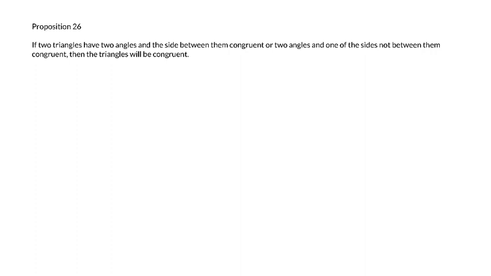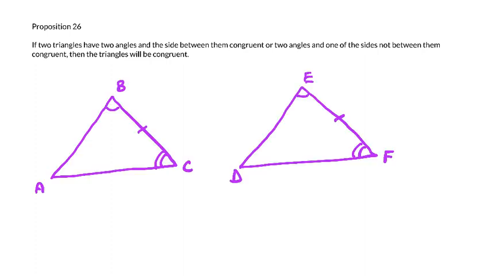Now let's take a look at why they'll be true. So let's begin by supposing that we have two triangles ABC and DEF. And also let's suppose that angle ABC is congruent to angle DEF. Side BC is congruent to side EF, and our angle BCA is congruent to our angle EFD.